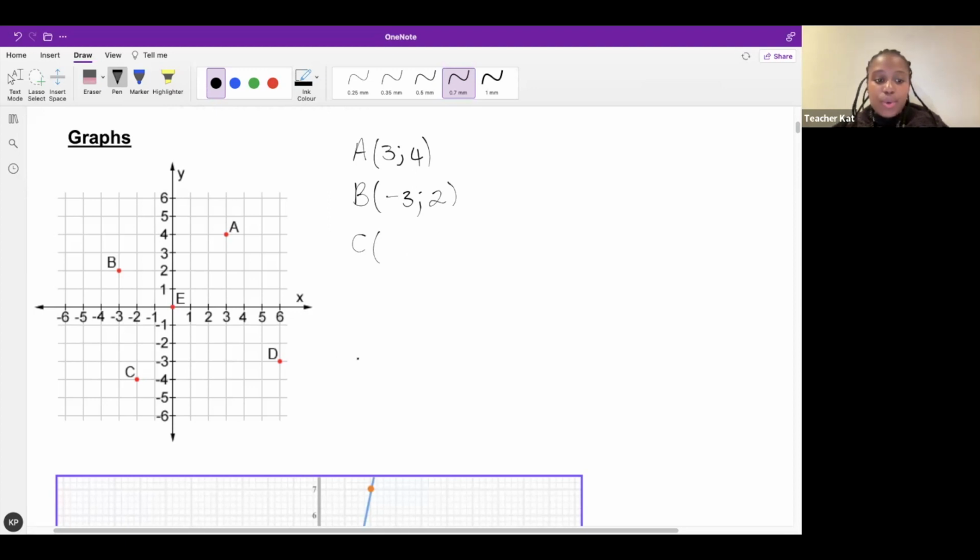What are my coordinates for point C? Remember, we always start in the middle and then you count up to the line where your point is. So it's -1, -2. So I've already given you half of my coordinates.